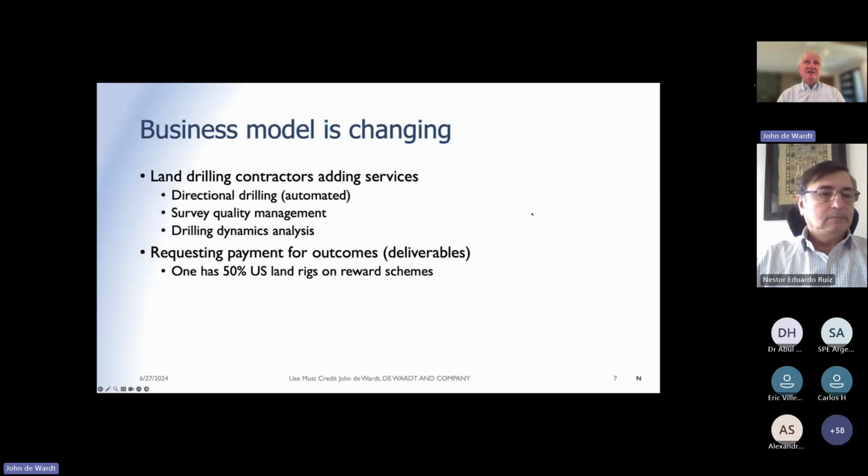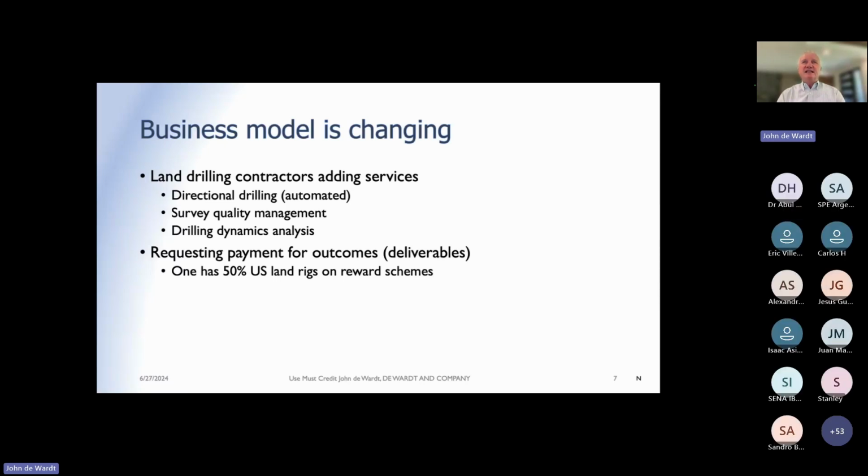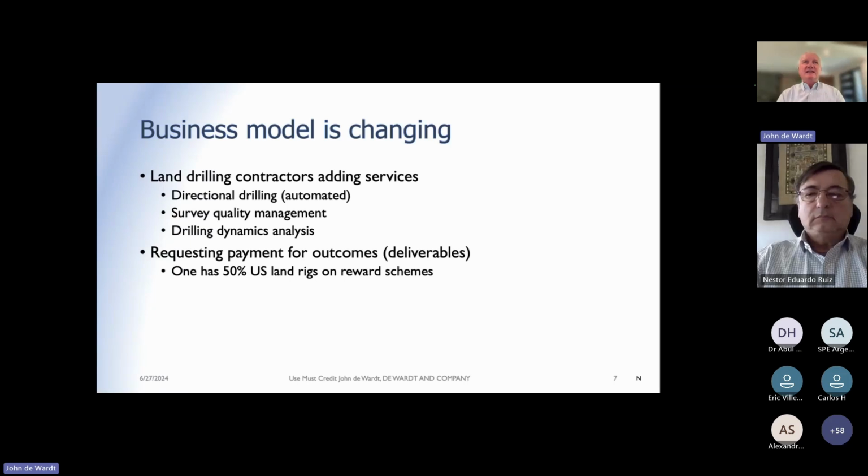The business model is changing. Land drilling contractors are adding services, and you'll see in North America, a lot of them offer directional drilling, which is now automated, survey quality management, drilling dynamics analysis. We see that they're also requesting payment for outcomes. So the deliverable from the well, the quality of the well bore, and not simply getting a day rate payment. And one drilling contractor at the SPE-IDC drilling conference in Galveston this year responded on a panel session to a question I posed by saying that 50% of their US land rigs now have reward schemes. So the interesting point about this is that automation does improve performance, but it also improves the outcomes and reduces NPT. So when it starts to improve the outcomes, there are now reward schemes in place that can reward for the investment in that automation system.